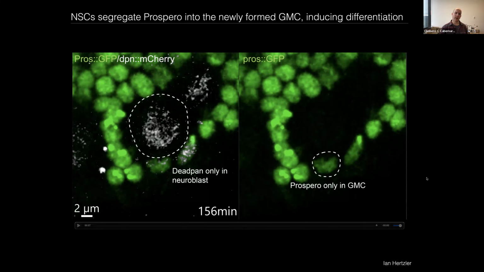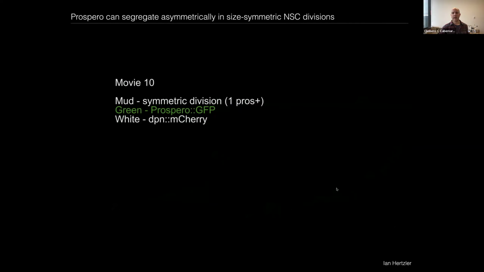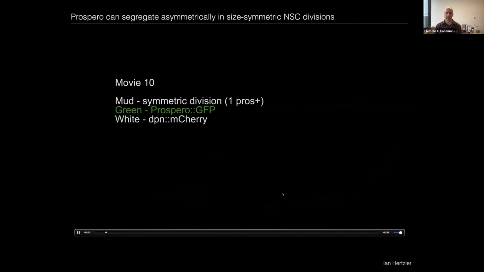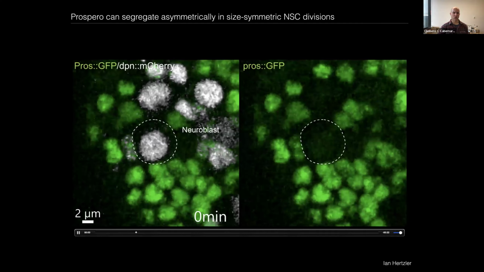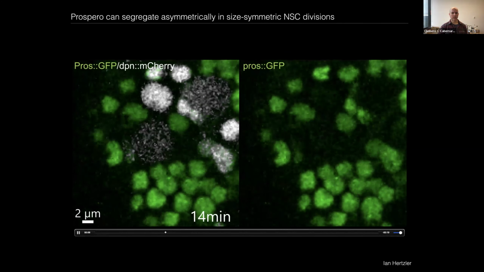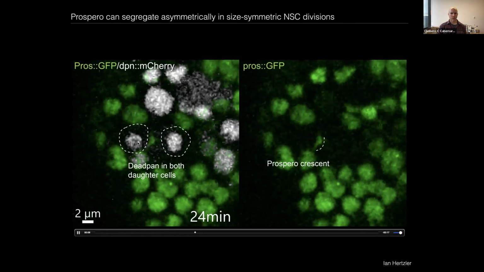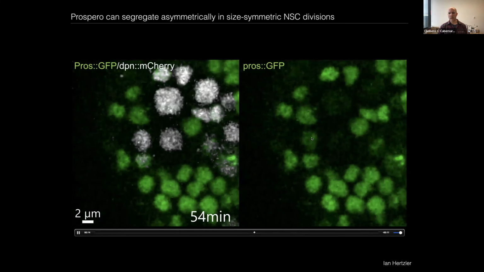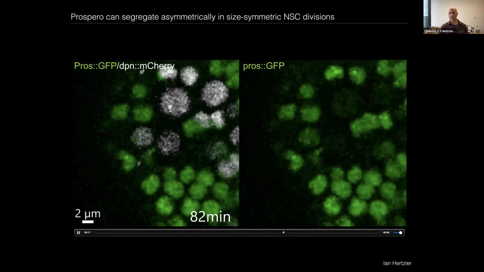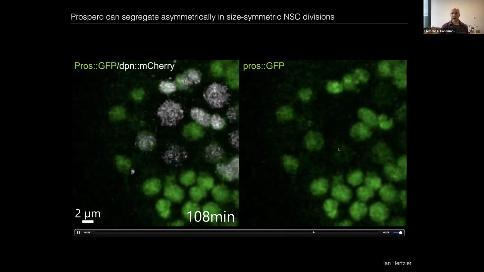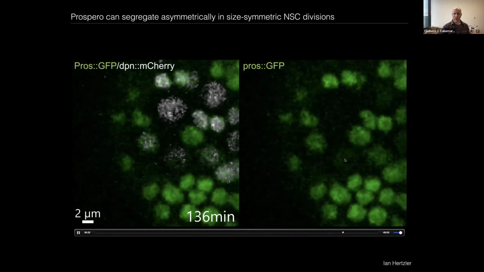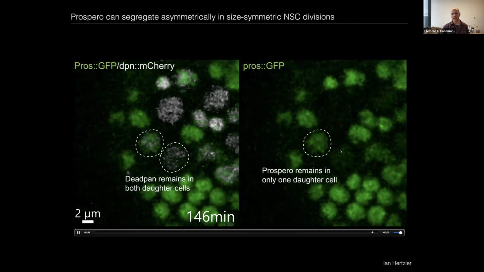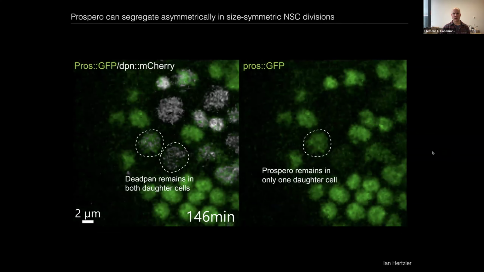And so we assumed that maybe if we have symmetric divisions, Prospero could somehow change the fate and the cell behavior of the two siblings. And so here, this is a symmetric division in mud. We're starting with one parental neuroblast, which divides symmetrically, giving rise to two neural stem cells. And as you can see, when we look at nuclear Prospero levels, we now get an asymmetry where one neural stem cell has more Prospero than its sibling, as shown here. So indicating that despite dividing symmetrically by size, they're still slightly asymmetric in their molecular composition right after division.